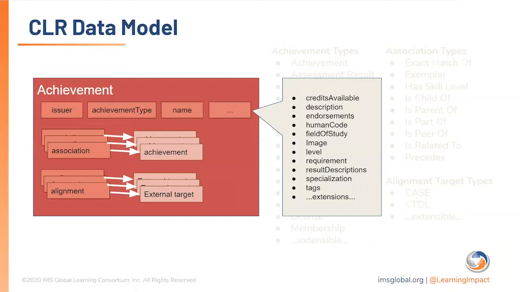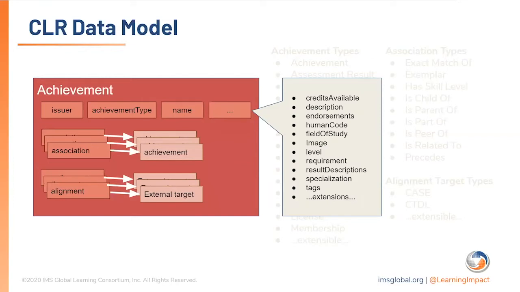The achievement class is the fundamental building block of a CLR. Each instance of the achievement class describes the achievement without referring to the people that will ultimately earn an achievement assertion. The issuer is the organization that both issues assertions of the achievement and participates in the verification of those assertions. The rest of the properties shown along the top of the diagram are used to define the achievement with both machine readable and human readable information.